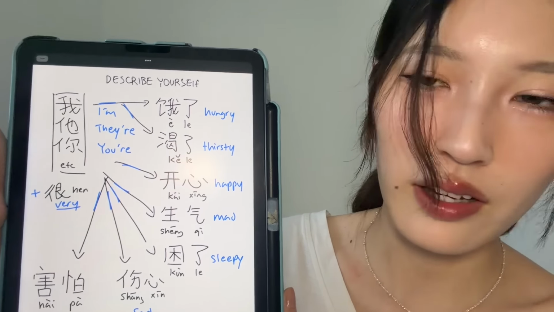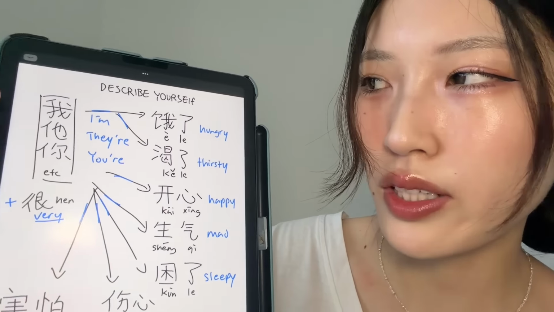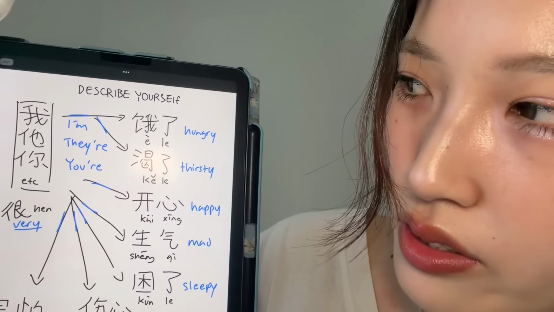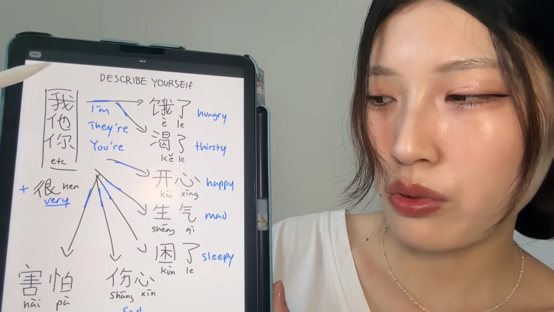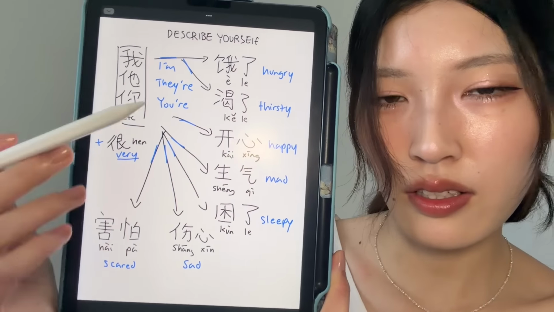你开心, you're happy. But let's just say 我 because I think it's better to learn how to describe yourself first. 我生气, 生气. I'm mad.